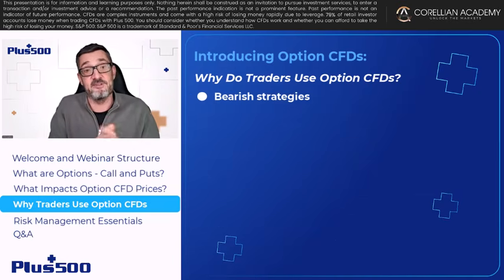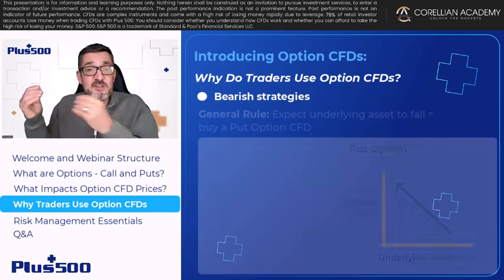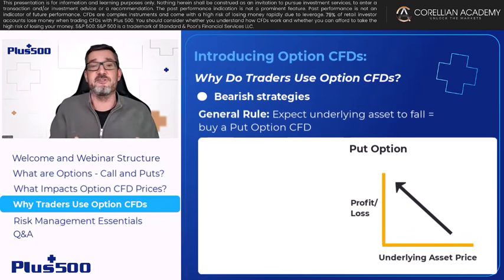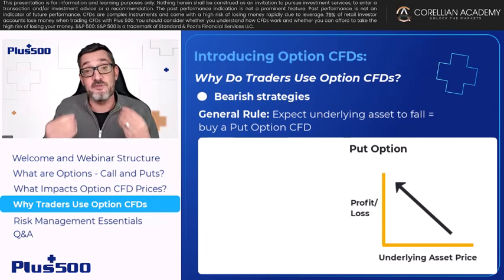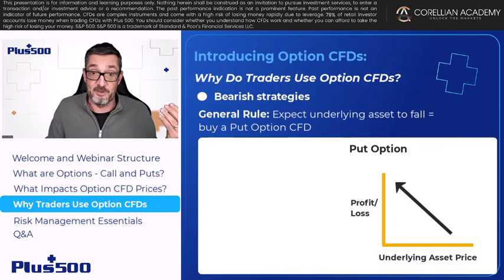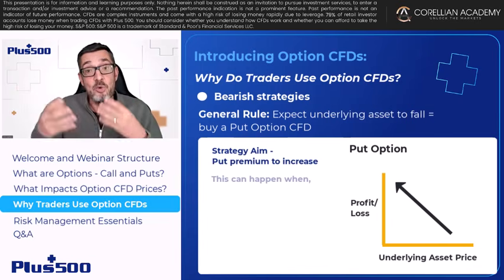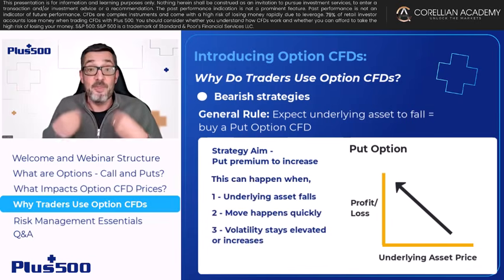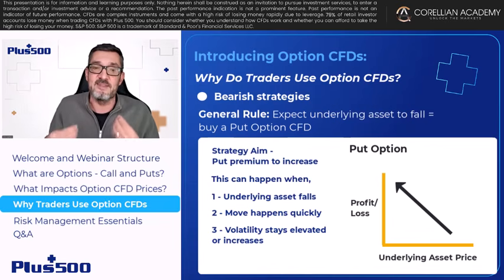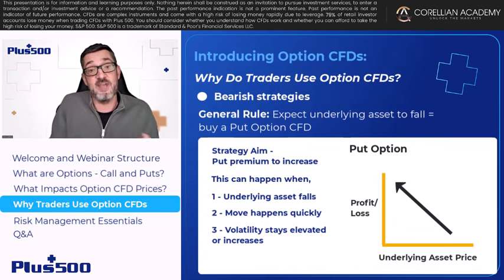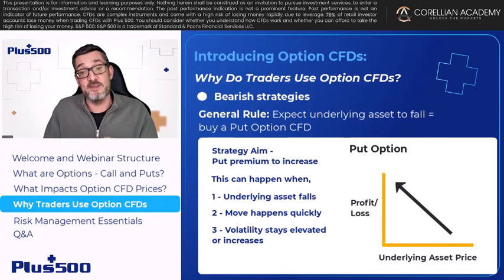Number two, the next one to consider is bearish strategies. If you expect the underlying asset to fall, traders often turn to put option CFDs. Just like calls in a bullish scenario, puts give you a simple way to benefit from downward price movement, but through the option premium, not the underlying asset itself. The goal in this scenario is for the put premium to increase, which can happen when the underlying market falls, the move happens quickly, or volatility stays elevated or increases. Because option CFDs track the premium of the real option, any combination of these forces can push the price of the put option CFD higher.